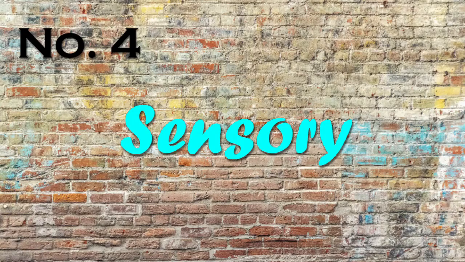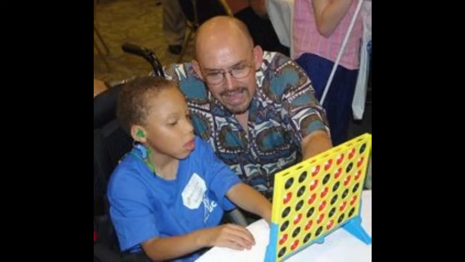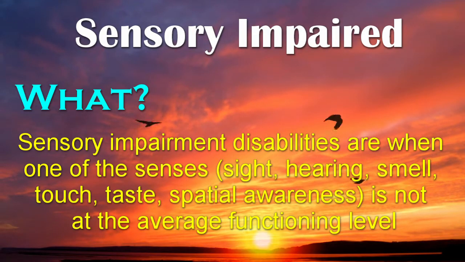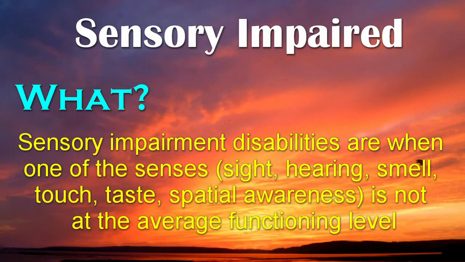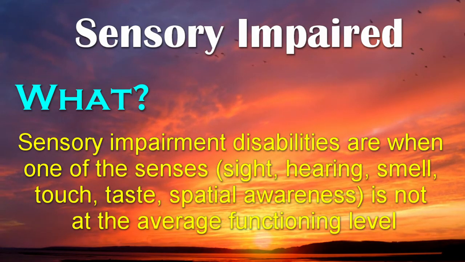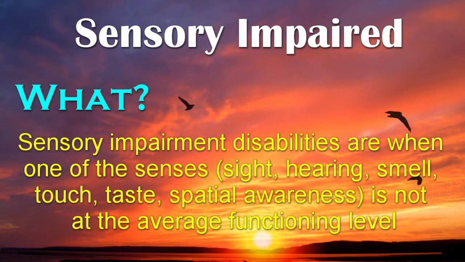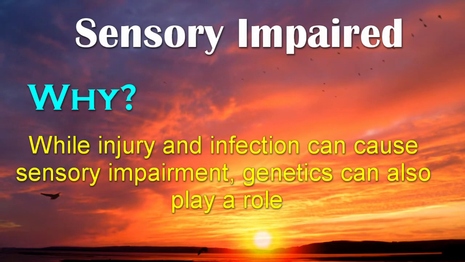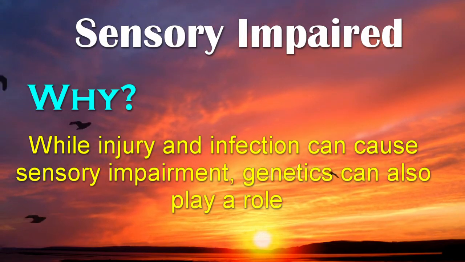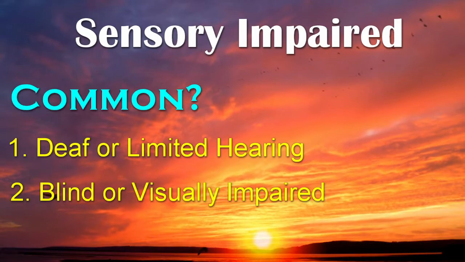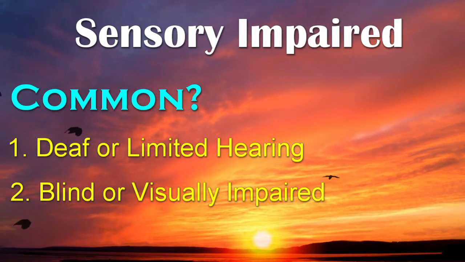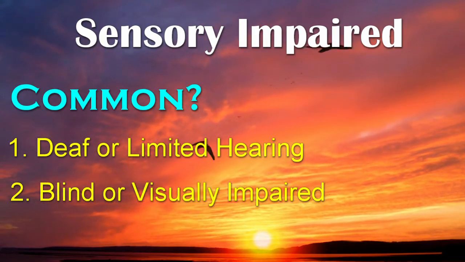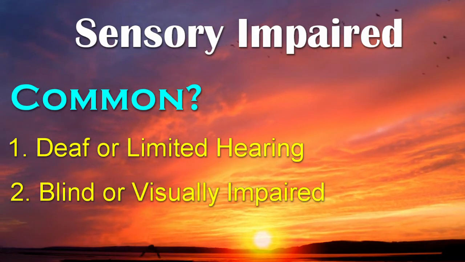Number 4. Sensory impaired, like deaf or limited hearing, or blind or visually impaired. Sensory impairment disabilities are when one of the senses like sight, hearing, smell, touch, taste, or spatial awareness is not at the average functioning level. While injury and infection can cause sensory impairment, genetics can also play a role. Common disabilities include limited hearing or visual impairment. Children with this disability may have difficulty receiving and responding to information.